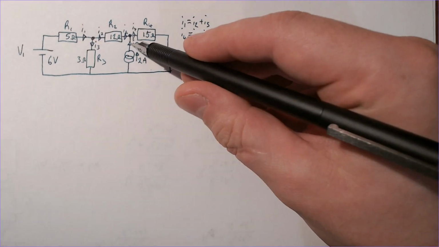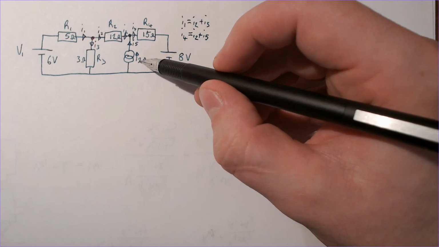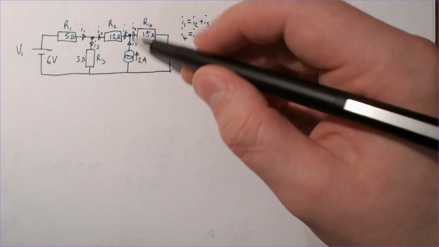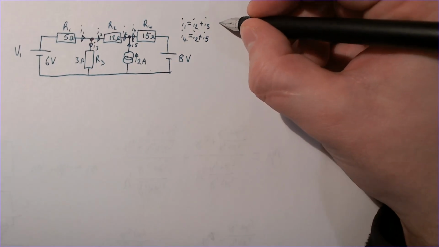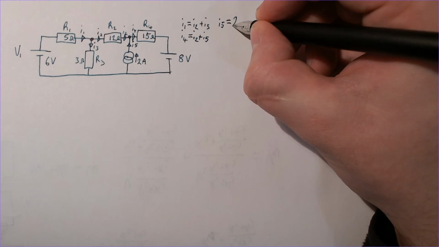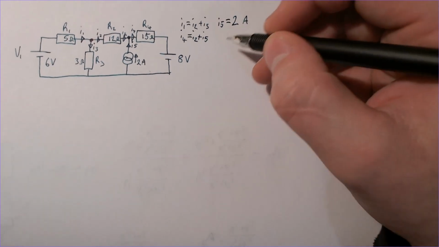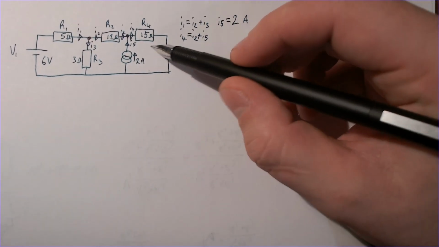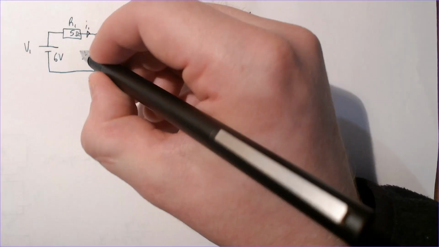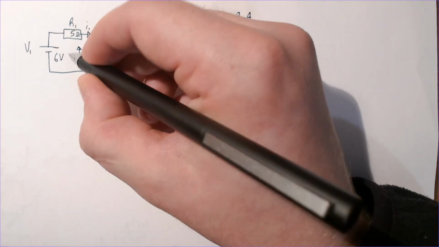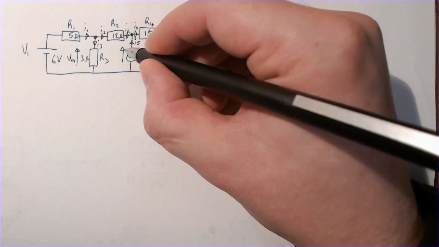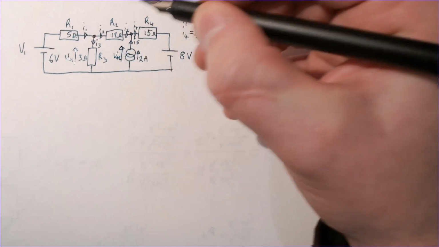Now I5 has got to equal 2 amps because it's coming from this 2 amp current source. That's all that will be moving through there. So I5 equals 2 amps. We don't know anything else about these currents. Let's call this voltage Vn1 and that voltage Vn2.